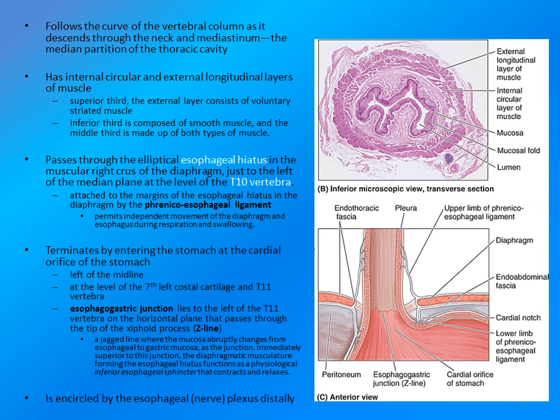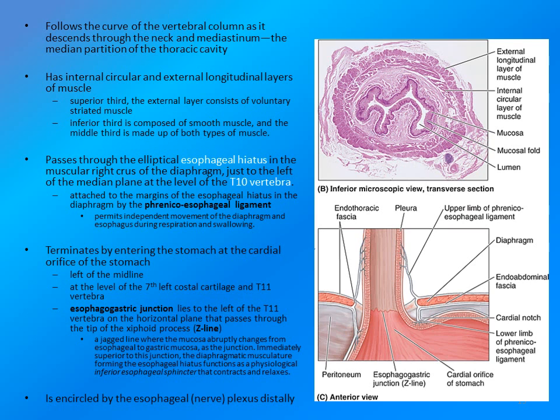Anatomically, the esophagus follows the curve of the vertebral column as it descends from the neck and through the mediastinum. It is composed of an inner circular layer and an external longitudinal layer of muscle. The superior third of the external layer consists of voluntary striated muscle. The remainder is smooth muscle and a combination made of both types.